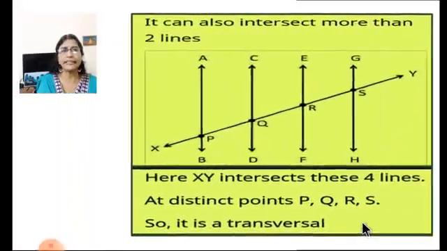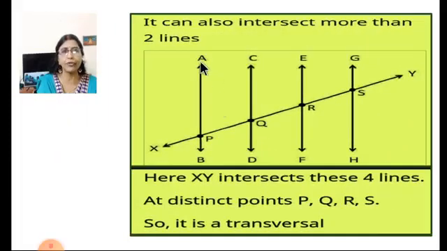Now it can also intersect more than two lines. Here you can see there are four lines AB, CD, EF, GH, and this is the transversal. So a transversal can intersect more than two lines. Here there are four lines. This way it can intersect many lines. So here XY intersects these four lines, and the distinct points where it intersects are point P, point Q, point R and point S. So these are the distinct points at which the line XY intersects these four lines. So XY is called a transversal.